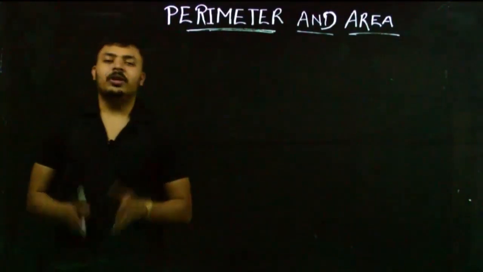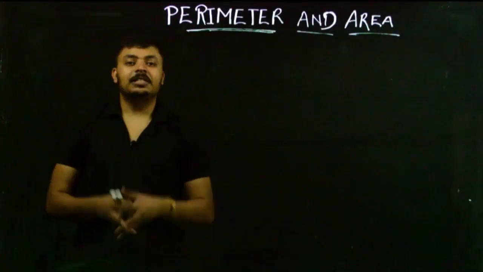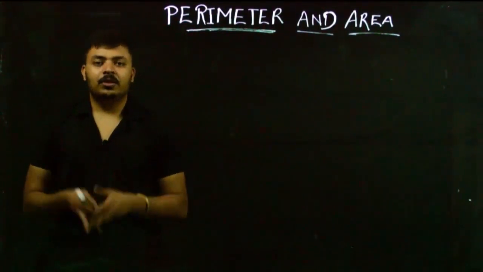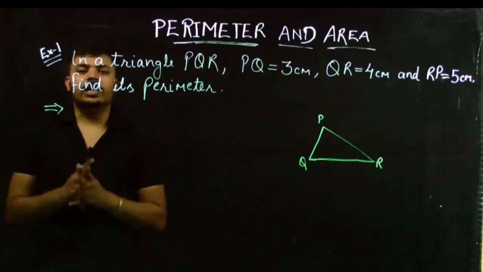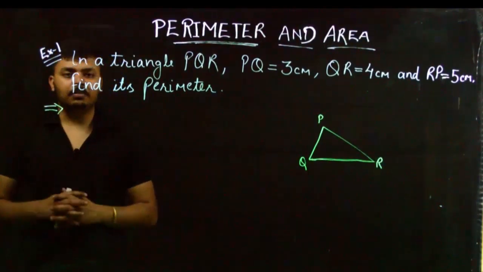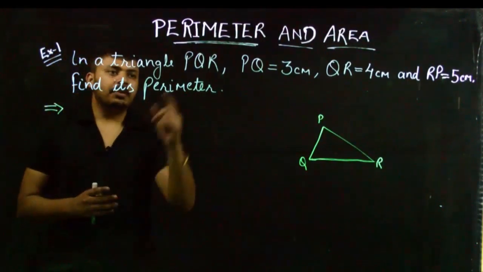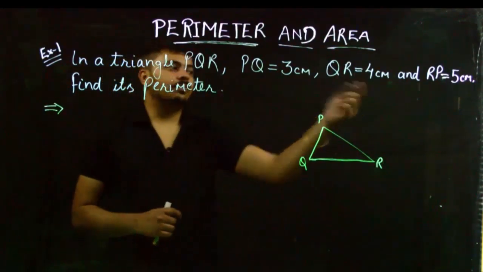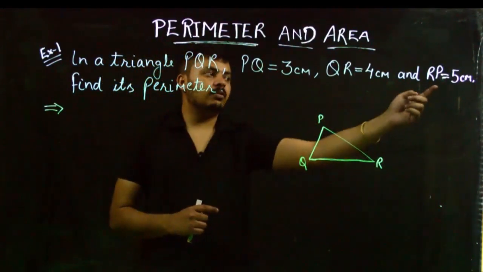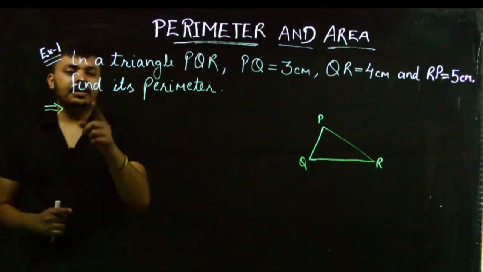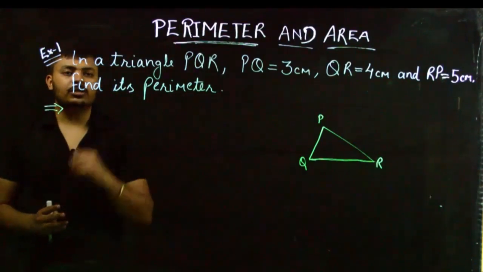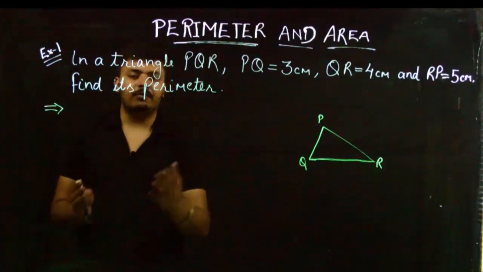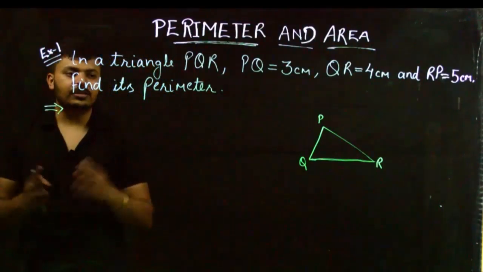Hello students, today we are going to start a new chapter, perimeter and area. So let's start with our first example. Example number 1. In a triangle PQR, PQ equals 3 cm, QR equals 4 cm and RP equals 5 cm. Find its perimeter. In this question, we are given three sides of a triangle and we have to find its perimeter. So let's start.